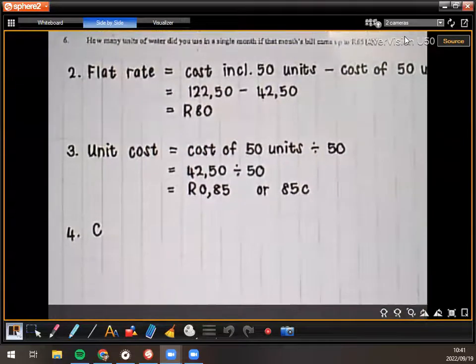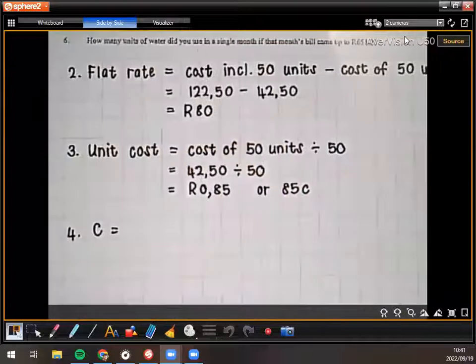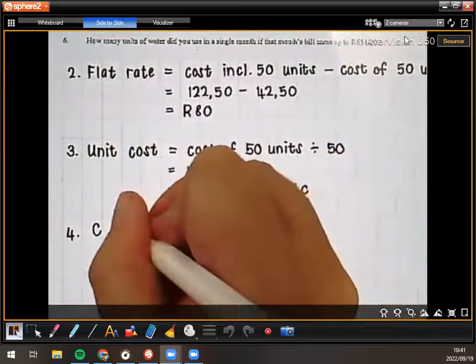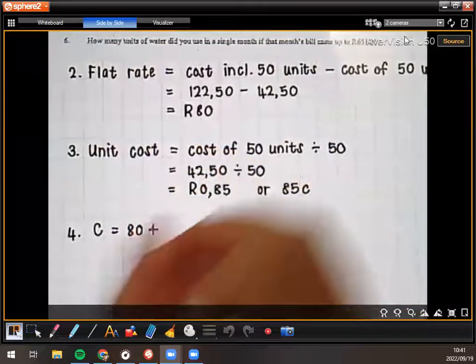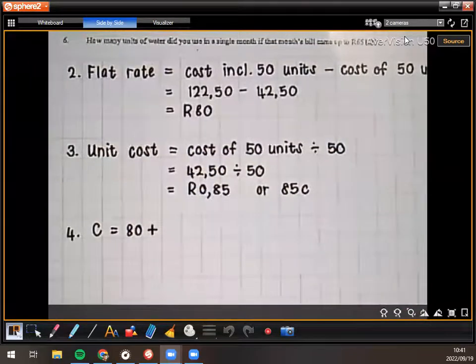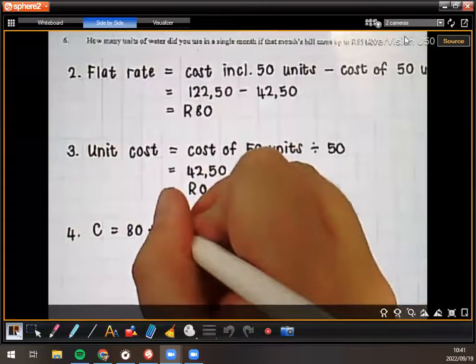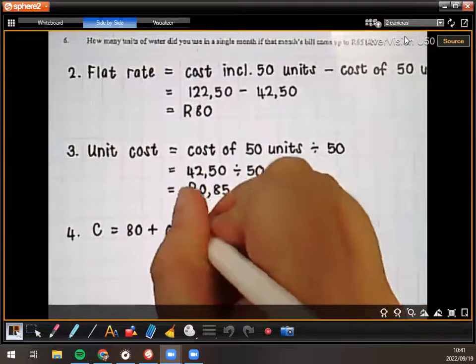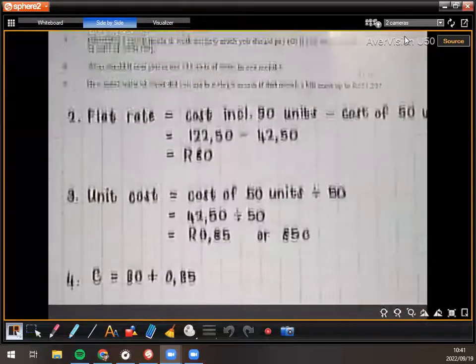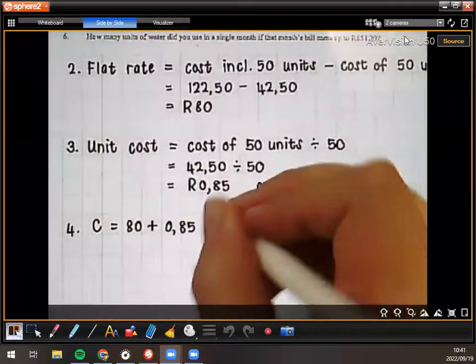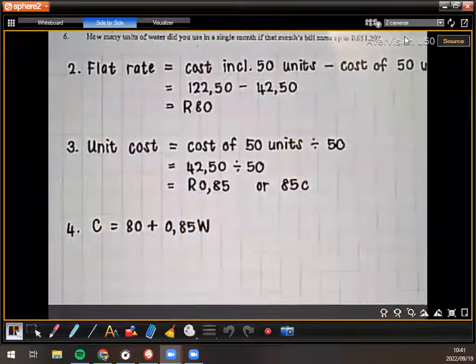So guys, what is the flat rate that we always have to pay? The flat rate here is 80. So we're going to say 80 plus, what do we pay for 1 unit? 0.85. And what is the letter that we're using to represent the units? They asked us to use a capital W. Okay, so 0.85 times W.